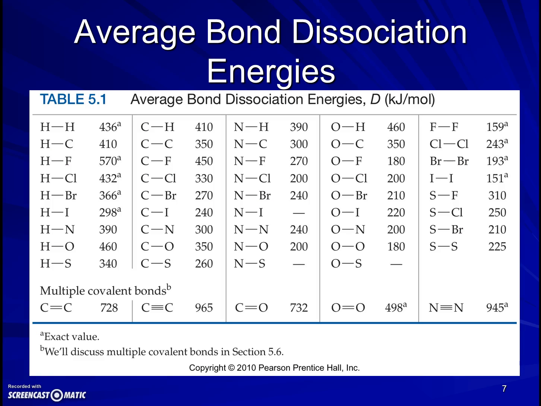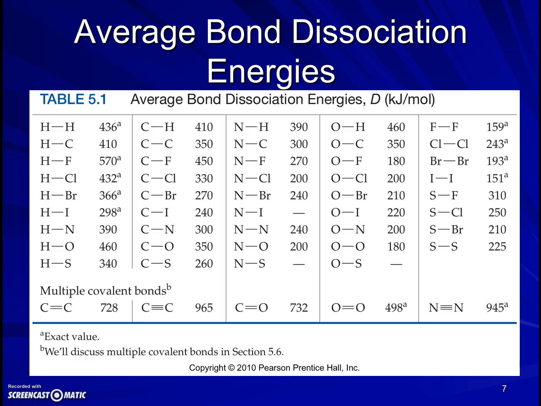And we can look at a chart of all of these, all different kinds of bonds, and find the average bond energy for a particular bond of that type. So carbon to oxygen, single bond, 350. Carbon to oxygen, double bond, 732. Oxygen to oxygen, double bond, 498. So double bonds and triple bonds tend to be a fair amount stronger than most single bonds. The O to O single bond is only 180.